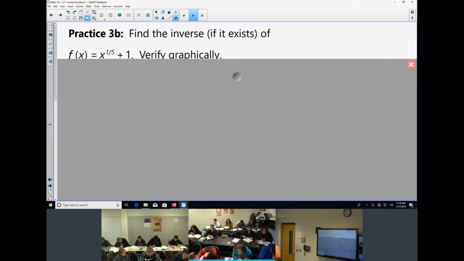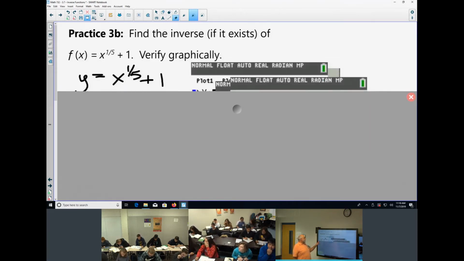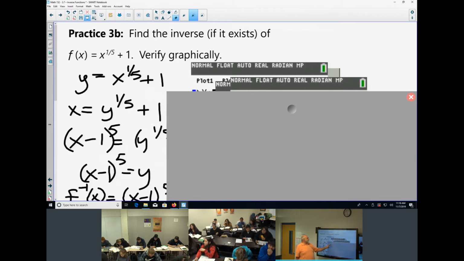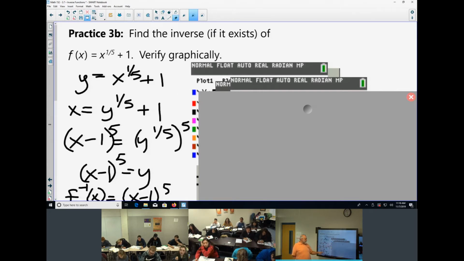It's strong, so I really don't understand this. Could you go step by step? Sure. To find the inverse, you replace the f of x with y. Then you interchange the x and the y, and then solve for the new y. To get y by itself, you're going to add 1 and then raise both sides to the 5th power. So y equals x minus 1 to the 5th, and that's your inverse.